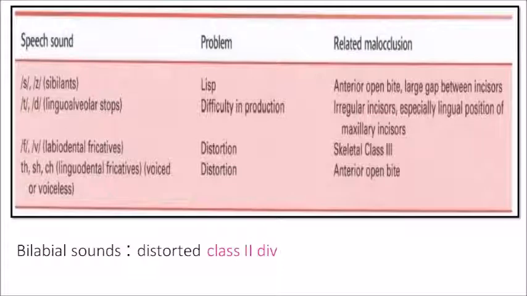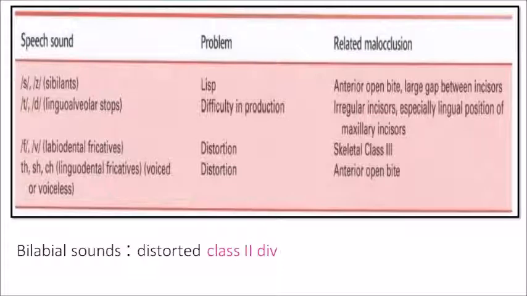Now, S and Z, these speech sounds, are called sibilants. In open bite cases, or if there is a large gap between the incisors, the air will escape when you pronounce such sounds. This problem is called lisping. So lisping is seen in anterior open bite cases and cases where there is a large gap between your incisors.